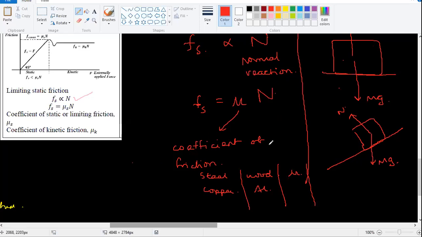So this constant is what we call the coefficient of friction for a given combination of surfaces. So take it down: for a given combination of surfaces. Mu s stands for static, mu k stands for kinetic. So the concepts are the same. F is equal to mu s N, similarly mu k N for kinetic friction. That's all.